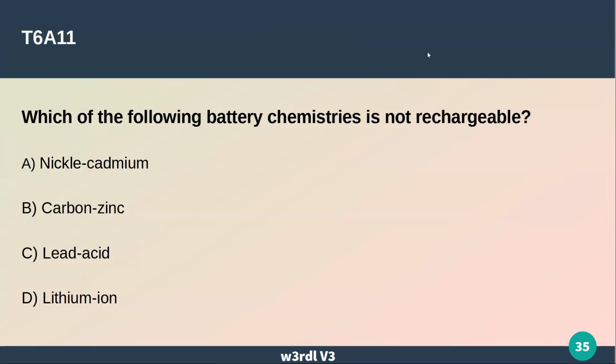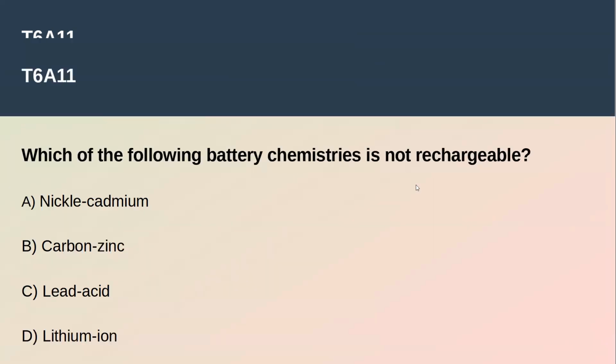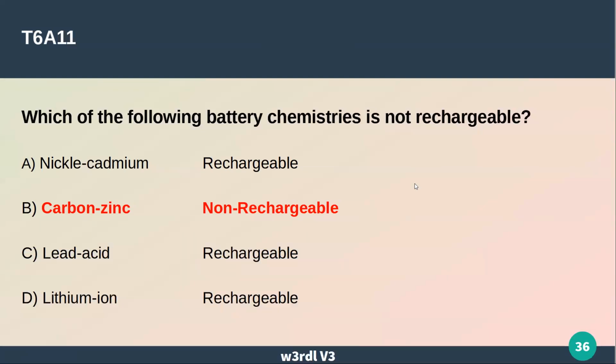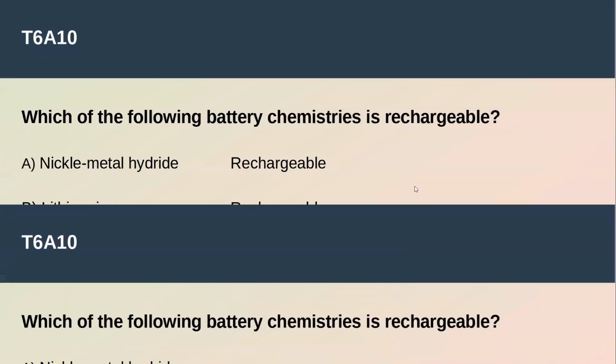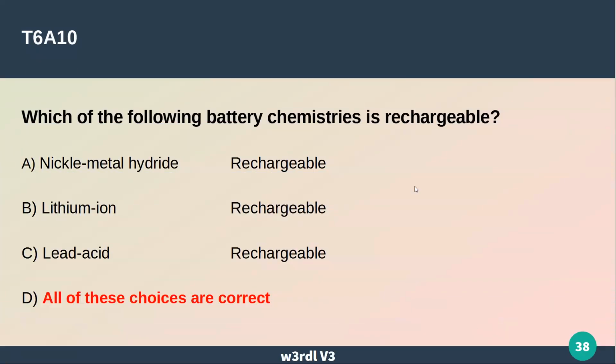And the question is, which of the following battery chemistries is not rechargeable? Carbon zinc. Which of the following battery chemistries is rechargeable? All of the above. They're all rechargeable batteries.